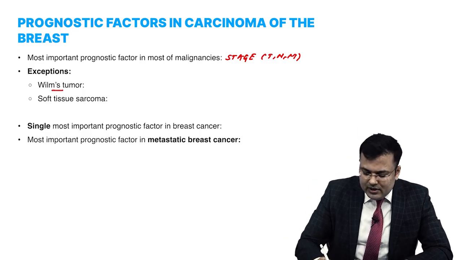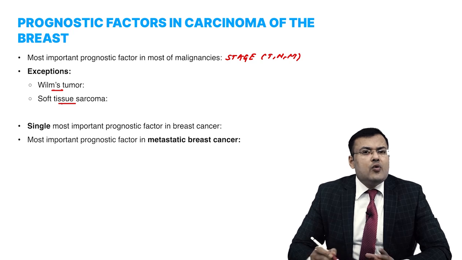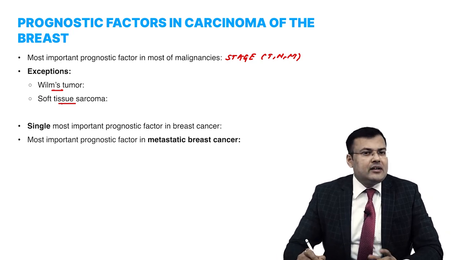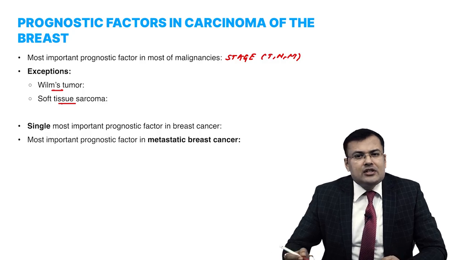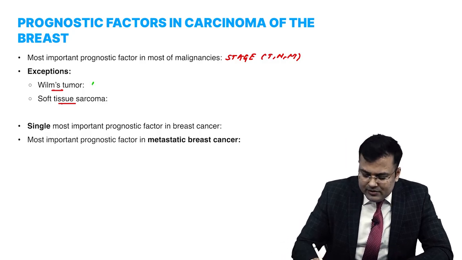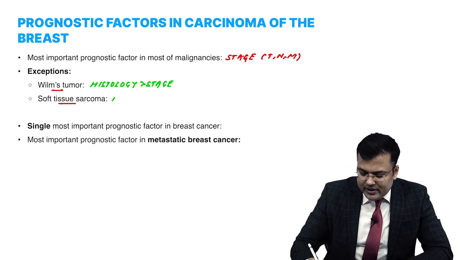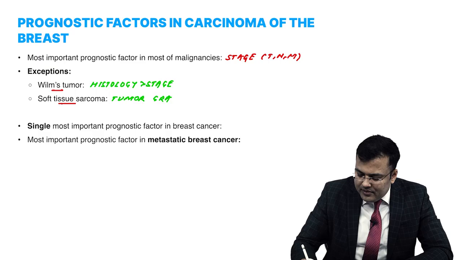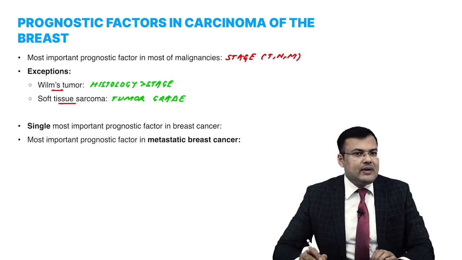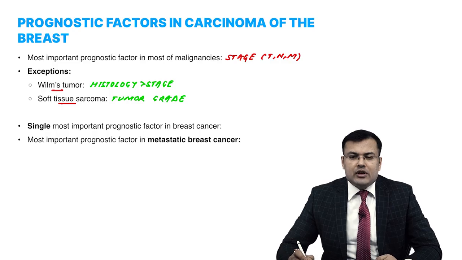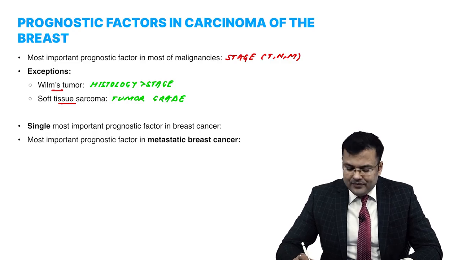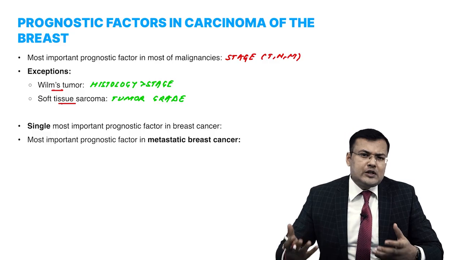But there are exceptions. First, Wilms tumor, and the second is soft tissue sarcoma. What is the most important prognostic factor in Wilms tumor? We discussed histology followed by stage. So in Wilms tumor, it is histology followed by stage. And in soft tissue sarcoma, it is tumor grade. Clear?